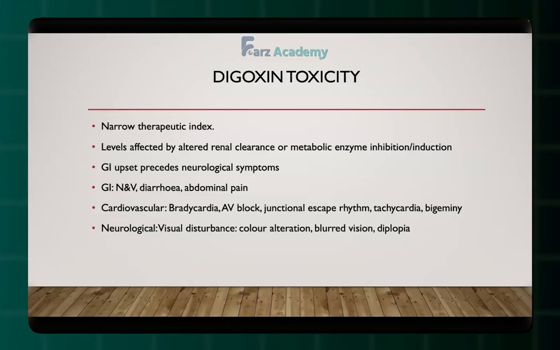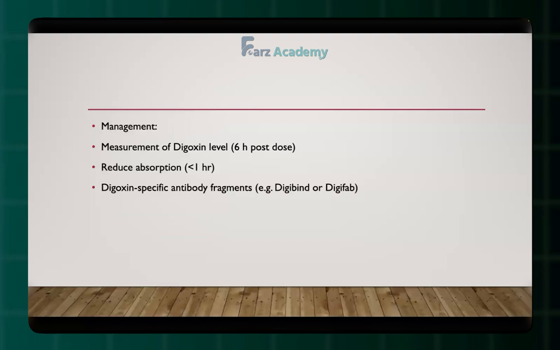Cardiovascular, for example, bradycardia, AV block, junctional escape rhythm, tachycardia, and bigeminy. Neurological include visual disturbance, for example, color alteration, blurred vision, and diplopia. The management includes measurement of digoxin level 6 hours post dose, reducing the absorption within 1 hour, and digoxin specific antibody fragment DigiBind or DigiFab.